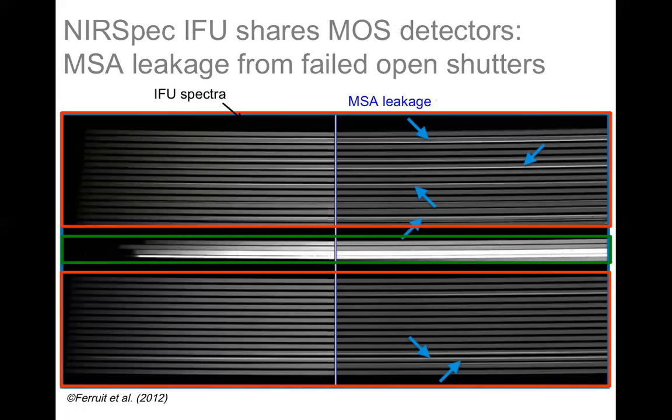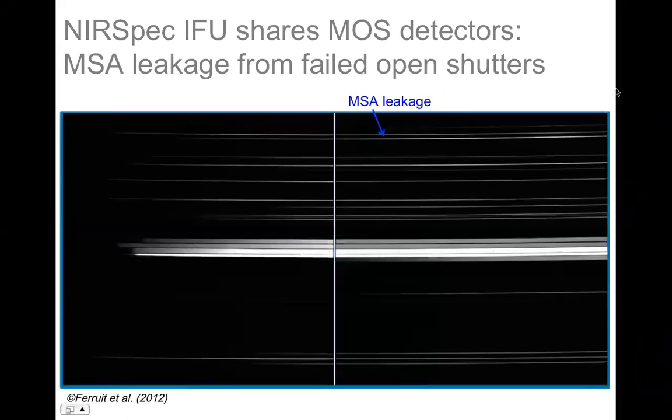There's a way to calibrate this leakage, which is to obtain an exposure of your target with the shutter closed on the IFU. So you will get this image of the slits, obviously, because they are always open, but also the spectra that are provided by the MSA only with the open shutters. Then with this configuration, this calibration image will be subtracted from your science image, and then you will be clean from this emission.